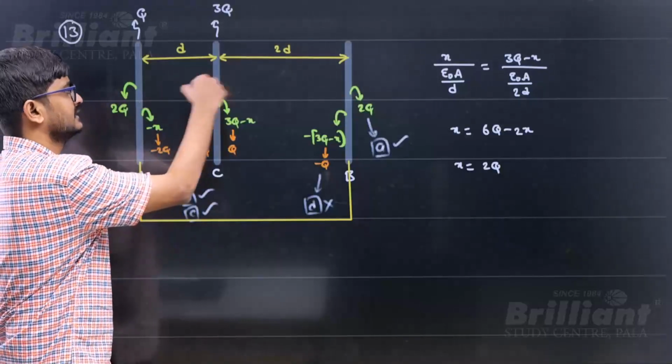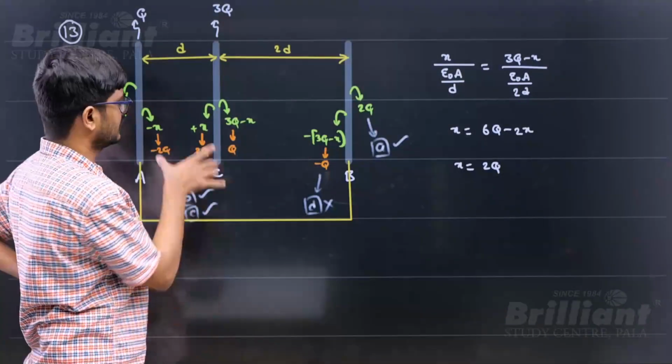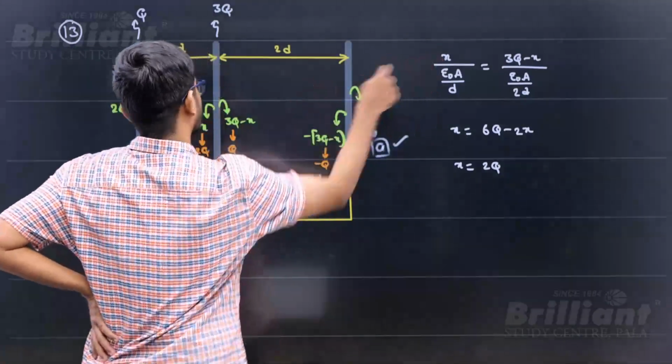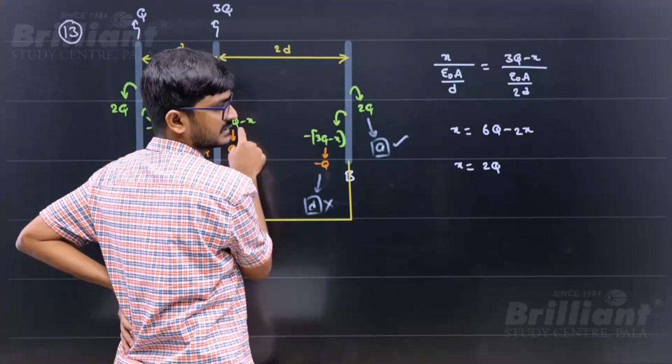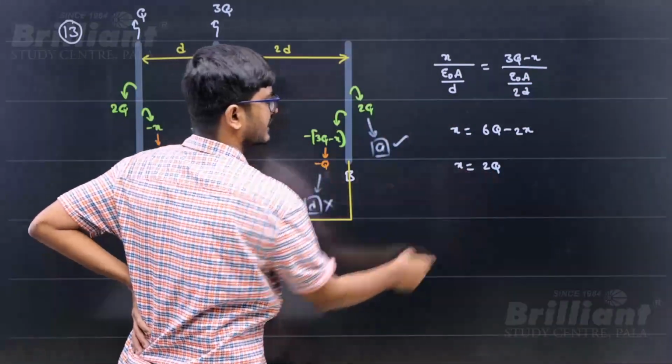Now this distance is D, this distance is 2D. Basically this potential difference will be same as this potential difference. That is Q by C here equals Q by C here. X by C. What is the capacitance? Epsilon A by D. Now this charge is 3Q minus x by epsilon A by 2D. So from there when you solve it, you will be getting the value of x.